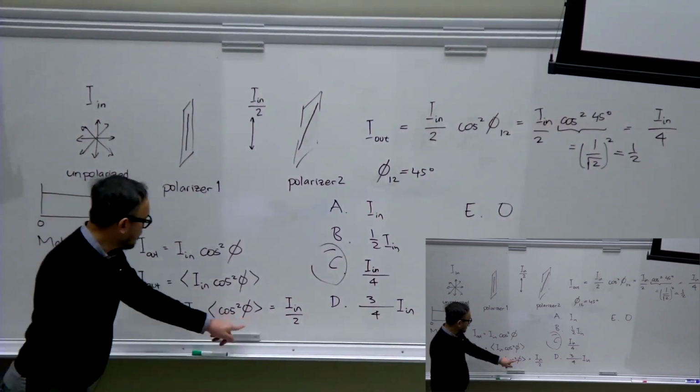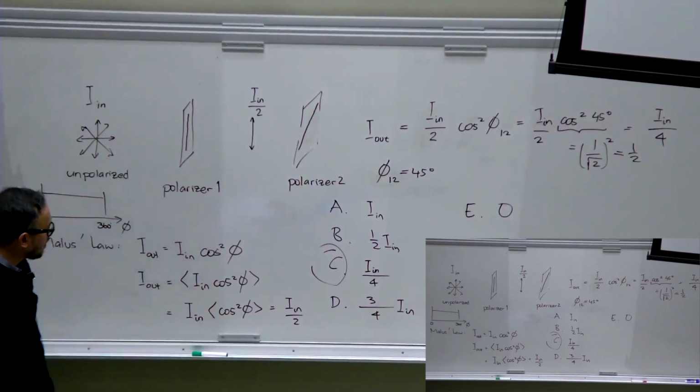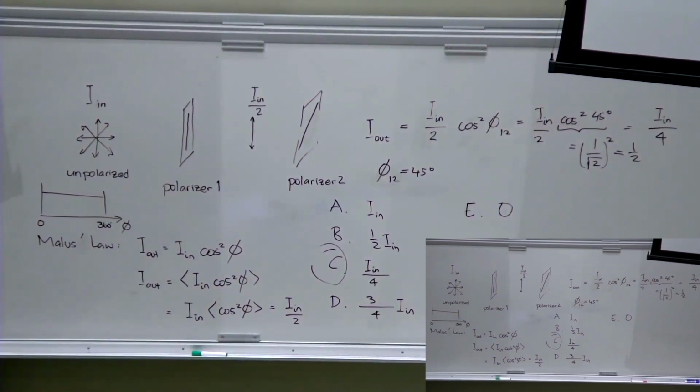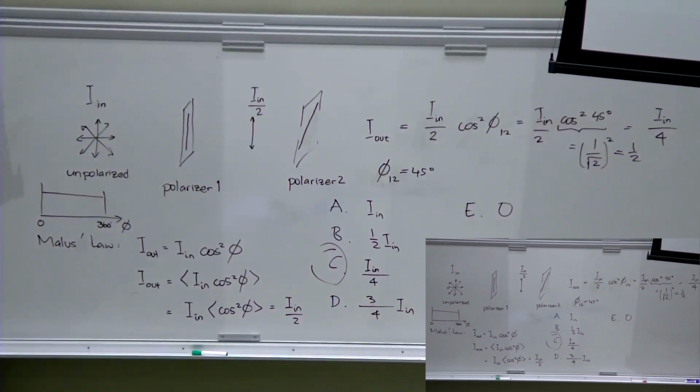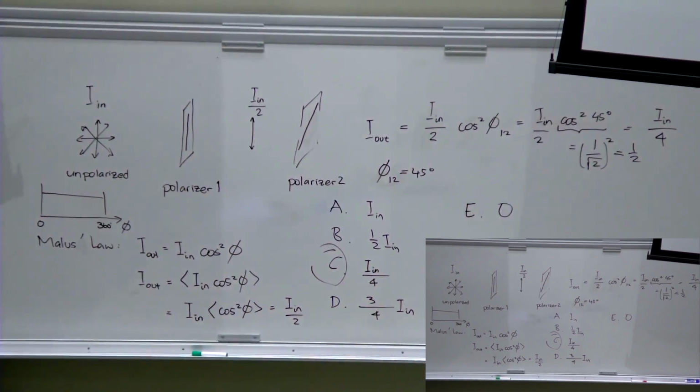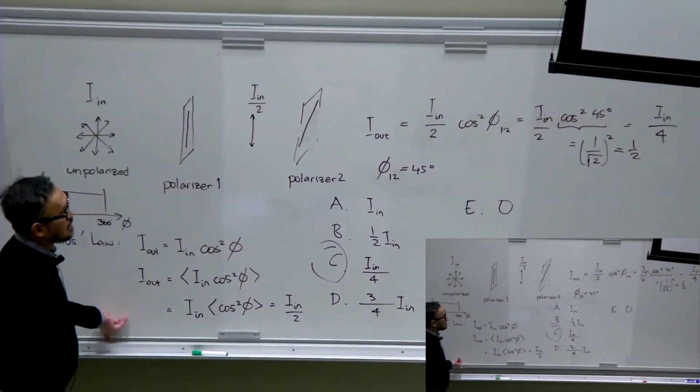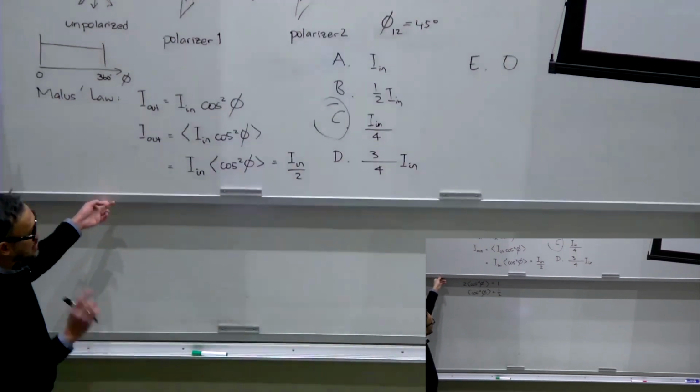Mathematically, we know that the average of cosine square phi is equal to 1/2. What is the average of cosine phi? Good. Who said 0? Good. What is the average of sine square phi? Yeah, good, because they have the same values, but shifted by 90 degrees.